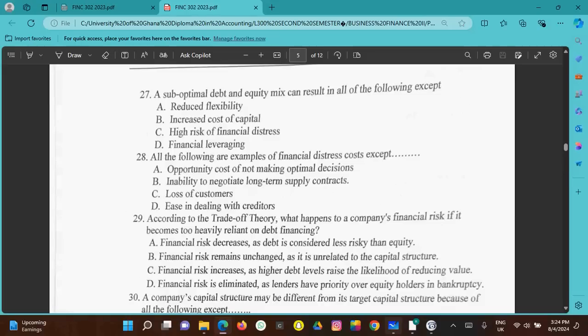All the following are examples of financial distress costs, except ease of dealing with creditors. If you are able to deal with creditors, then you are not facing financial distress. With financial distress, you are going to lose customers, you have the inability to negotiate long-term supply contracts, and the opportunity cost of not making optimal decisions, right? So the answer here is D.